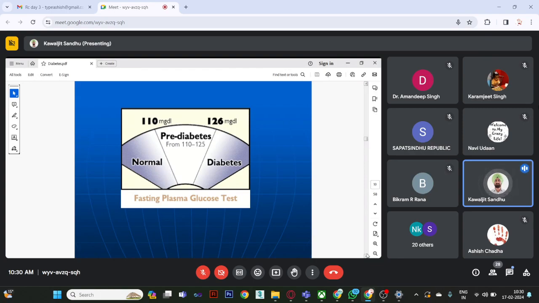But if the concentration of glucose is in the range between 110 and 126 milligrams per deciliter, this comes under the pre-diabetic condition. And if it is more than 126 milligrams per deciliter, then a person is diabetic. So one should definitely go for blood glucose testing after a certain age, probably more than 30, and I believe we all are more than 30.